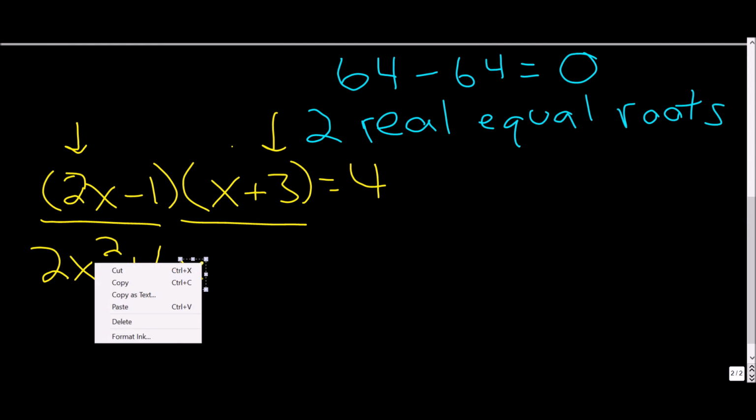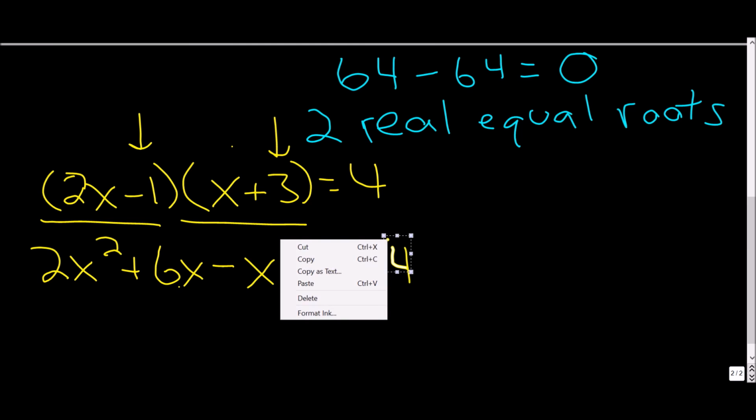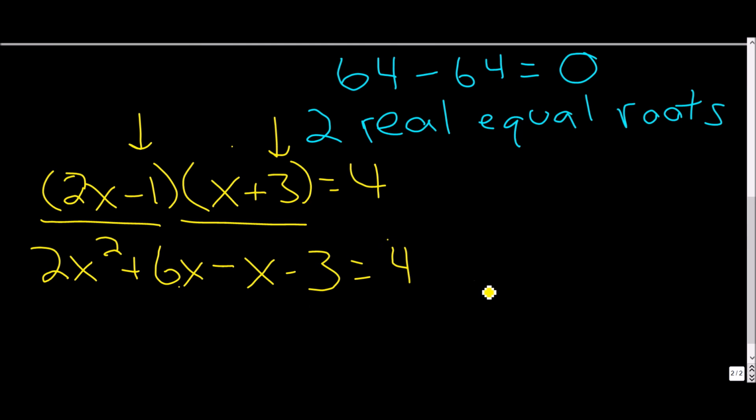We then do our inside terms, so that's the I in FOIL. We get negative 1 and x makes a negative x. And then finally, for the L in FOIL, we do negative 1 and 3, so the lasts. So that makes negative 3, and then that still equals 4. So now I've distributed it out, and I need to get everything on the same side and combine.